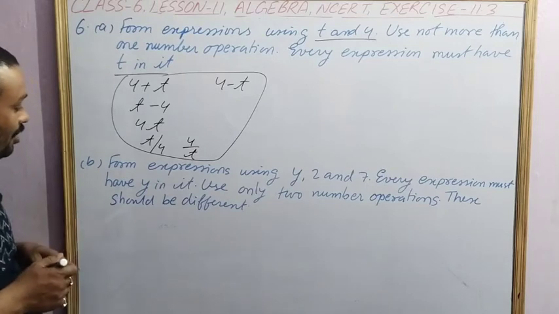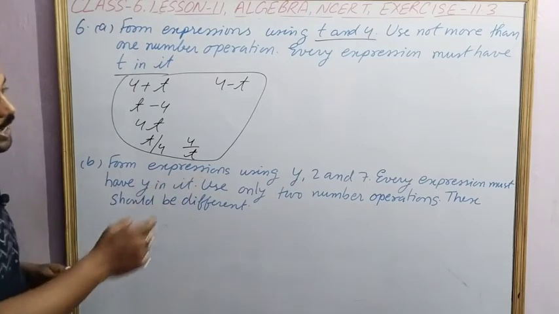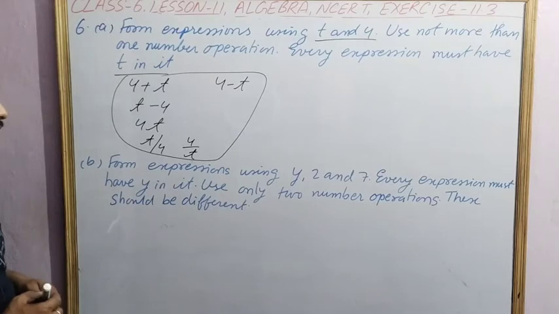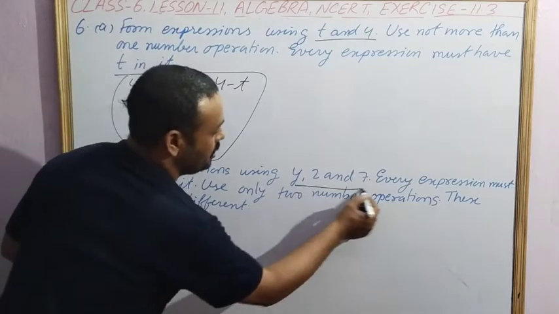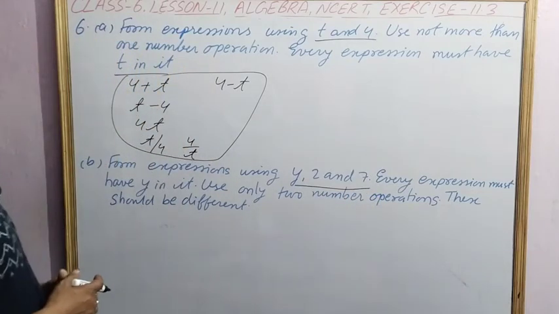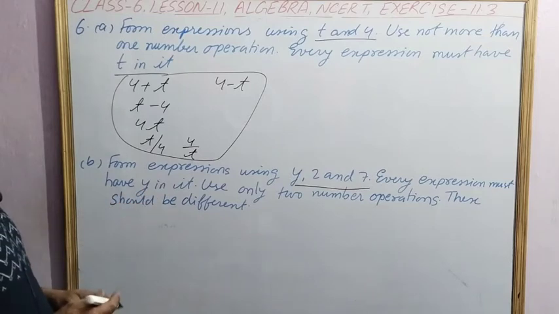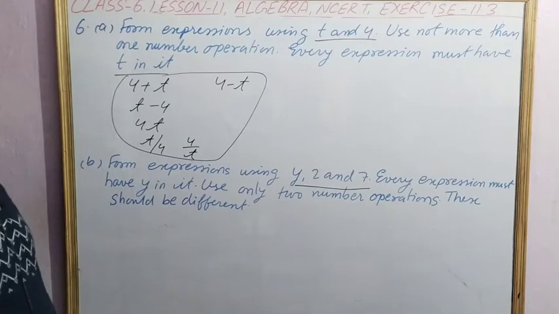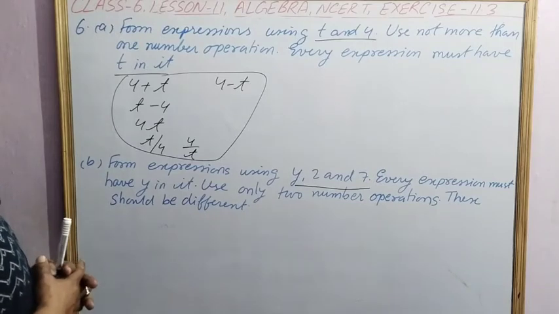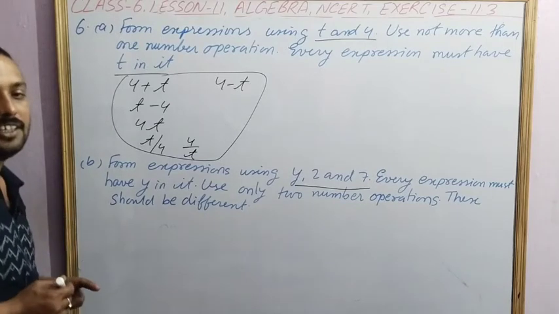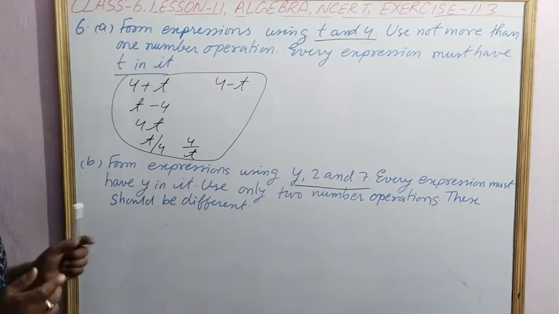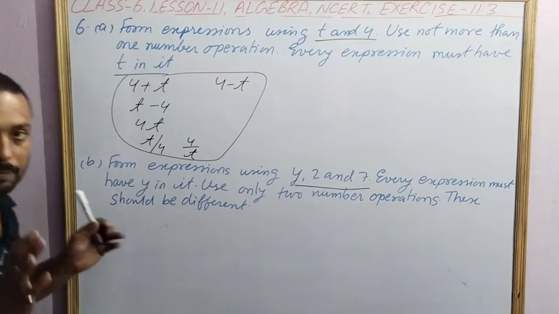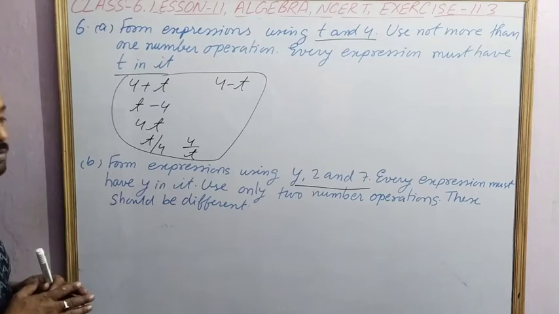Second, form expressions using y, 2 and 7. We have these three numbers now. Every expression must have y in it. Y must be there. Use only two number operations, only two operations at a time. These should be different: two additions you cannot take at a time, two subtractions also you cannot take, two multiplications you cannot take.